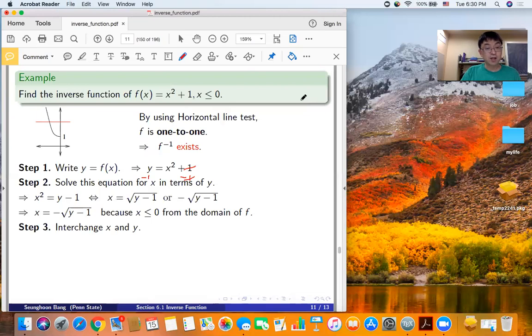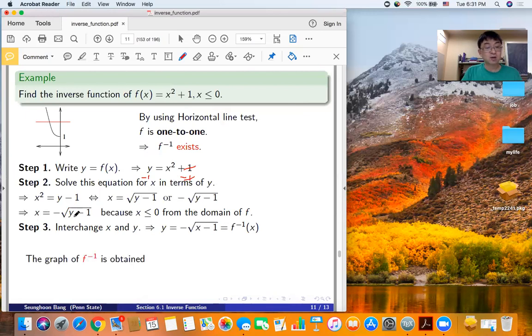So step 3, interchange x and y. You have to replace x by y and y by x. That's it. y equals minus the square root of x minus 1. So this resulting equation is the inverse of f of x.